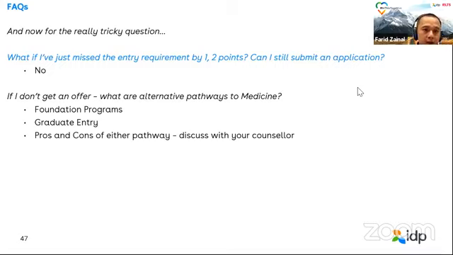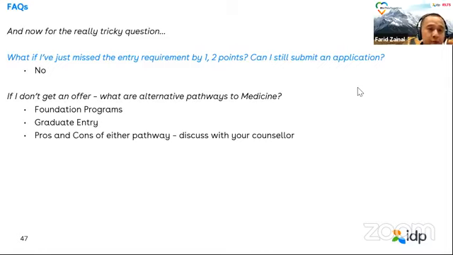Now for the really tricky question: what if I've just missed the entry requirement by 1 or 2 points? Unfortunately, it's a hard entry score, meaning that it has to be the actual cutoff score or above. The short answer is no. You have to meet the entry requirement or above that score.